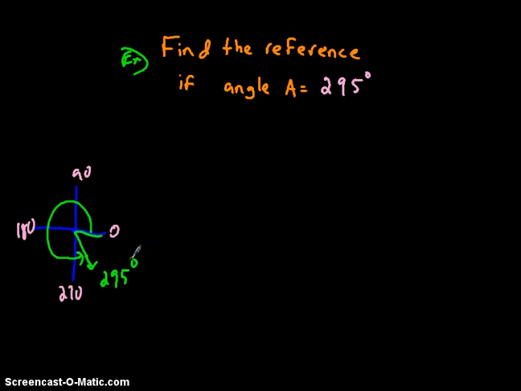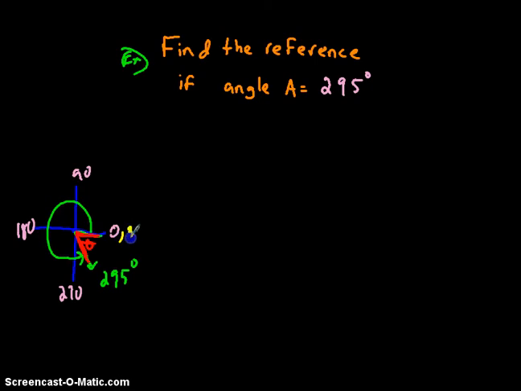So that's what it looks like. And you're looking for the reference angle. So again, it's always the angle that takes you back to the x-axis. So it's this angle right here. So this would be theta. So I'm looking for that angle that gets me back to the x-axis. And if you remember, that's 0.